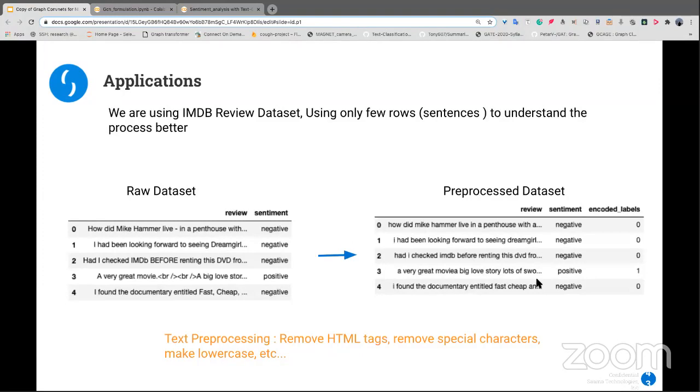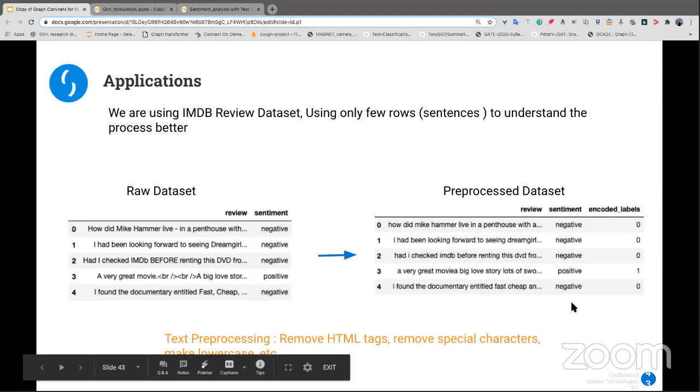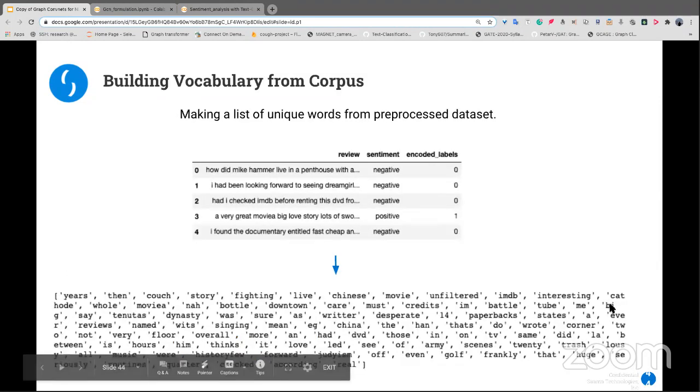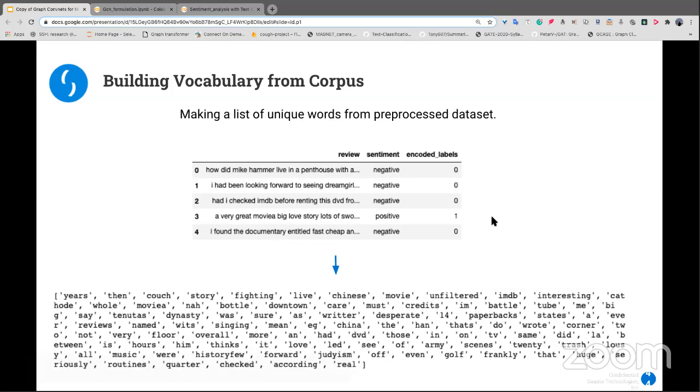For demo purposes, I have taken this IMDb data set, and I'm taking only 5 rows. As we do pre-processing in any NLP task, this is a raw data set. I did some pre-processing and encoded the label, obviously. The second step is making the vocabulary from the data set, which is basically the unique words from the data set.